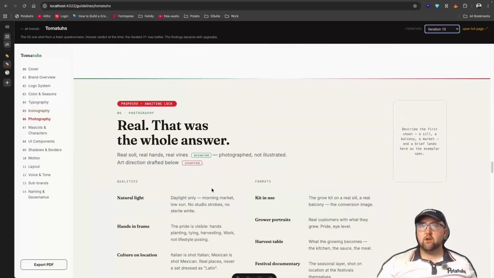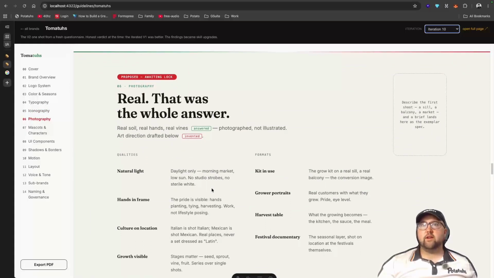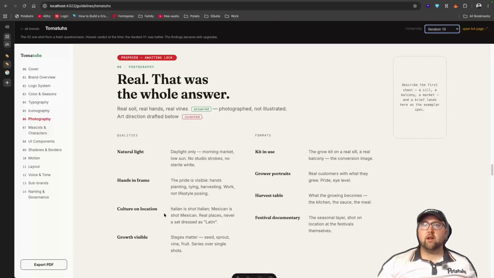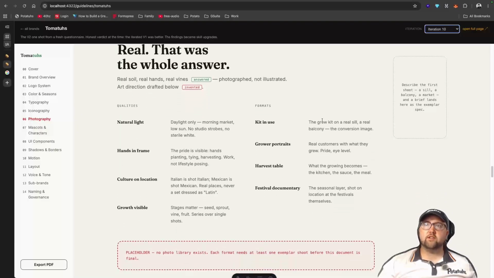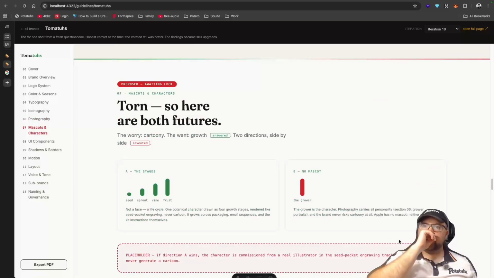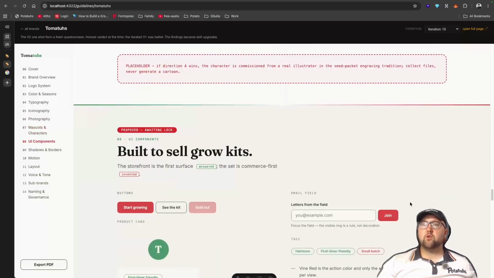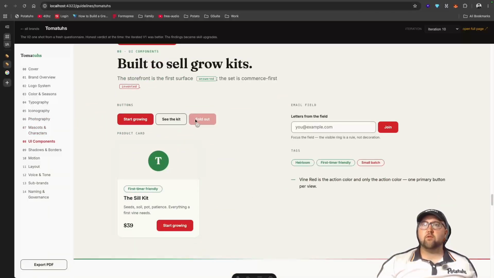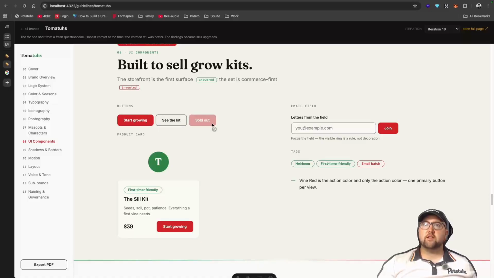All right, so real, that was the whole answer. Natural light, hands in frame, culture on location, growth visible, kit in use, grower portraits. I do like that, but it changes things, so you've got to make sure that you tell it what you want. Built to sell grow kits. So you start growing, see the kit sold out.